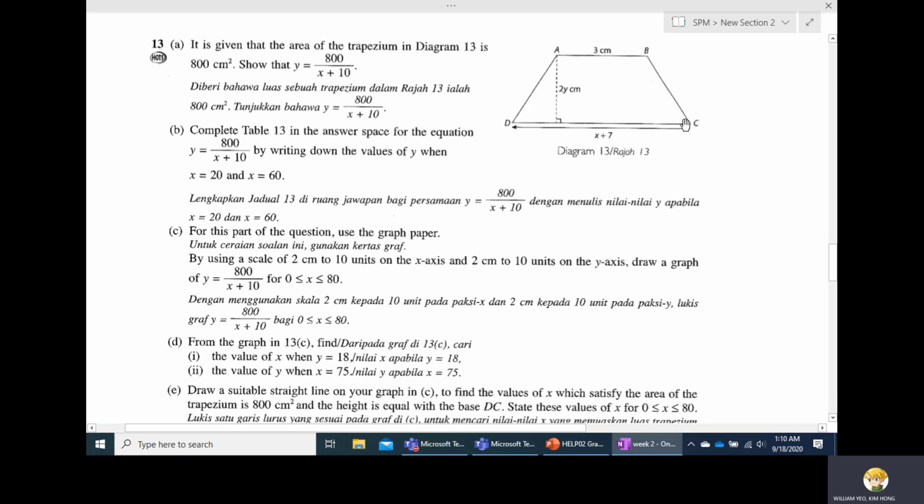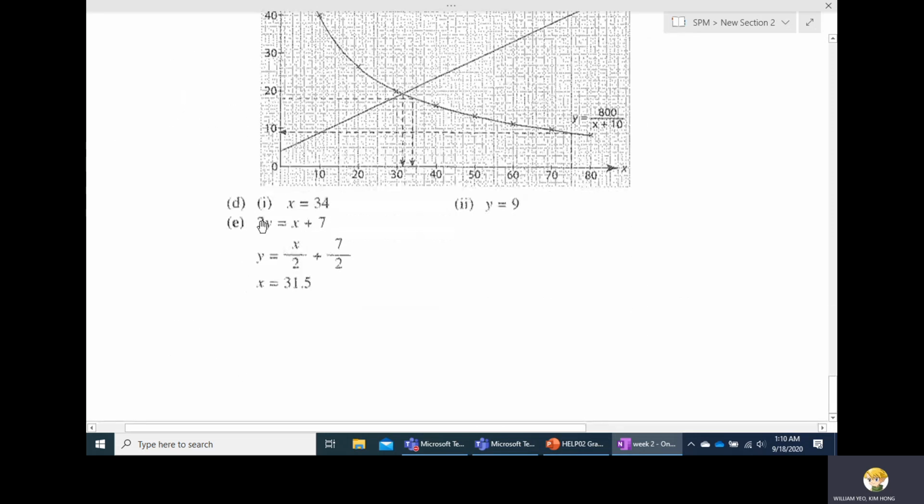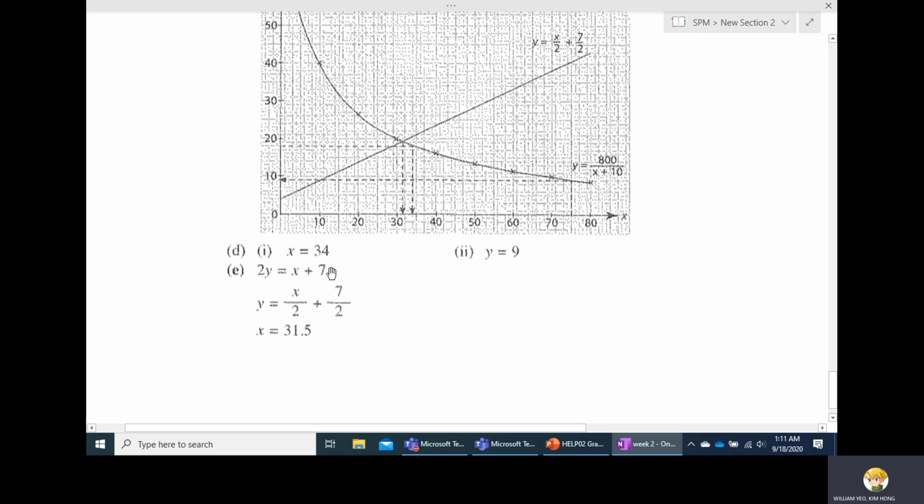So this time no elimination involved. No elimination. Here, 2y equals to x plus 7. Next you divide by the 2 here. So you have y equals to x over 2 plus 7 over 2. Why? Because we want the equation to be y equals to something plus something. So this is the line.